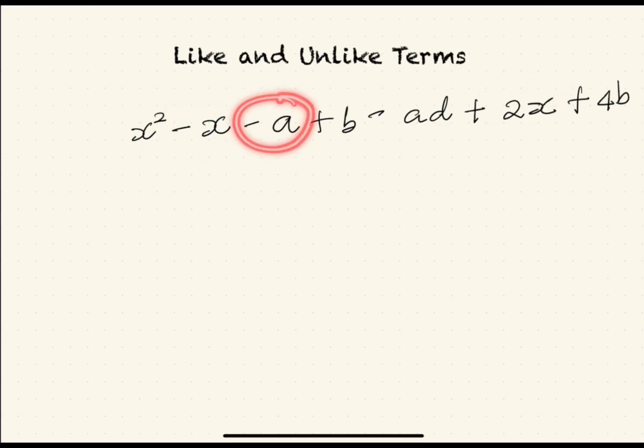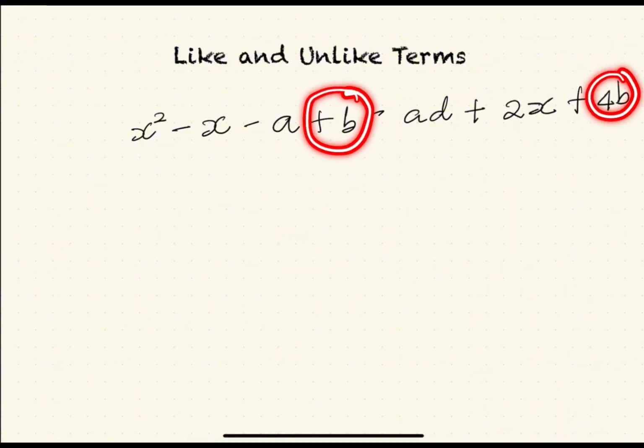Now let's talk about this a. Does it have a like term in the expression or not? I cannot see another expression with a single a. This one comes closer, but it's not, because there's an ab, so it's not the same. But there's a b here and there's a 4b here, and because both of them are single b's, they are like terms. What you should know about like terms is that they can add or subtract each other.